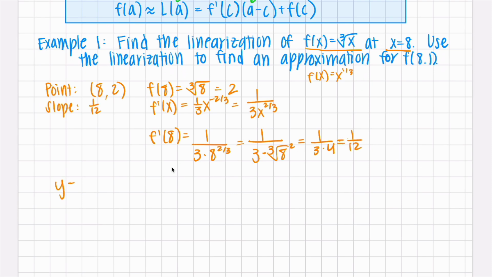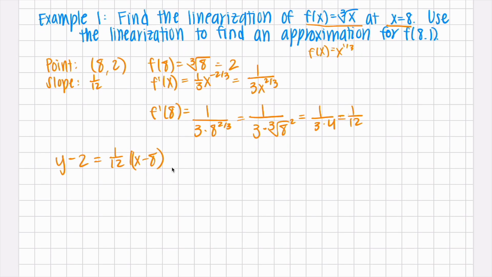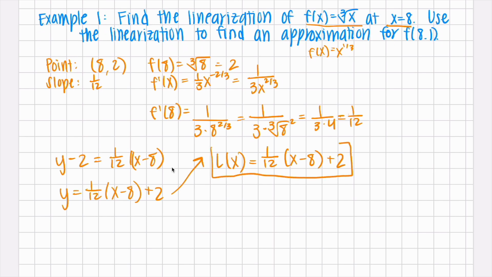I'm going to write out my point slope form. y minus 2 equals 1/12 times x minus 8. And then to get it in their form, all I need to do is add the 2 over to the other side. And then I'm just going to say L of x, because that's what they were using, equals 1/12 times x minus 8 plus 2. So this is your linearization. Notice we found the tangent line and then we added the 2 to the other side.